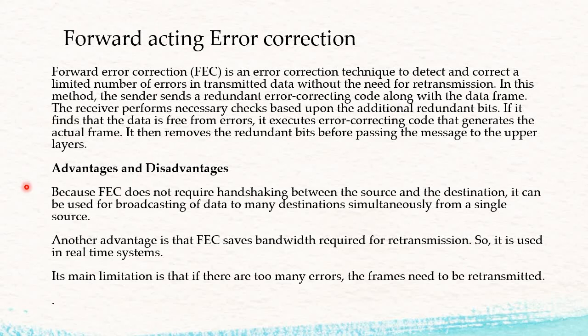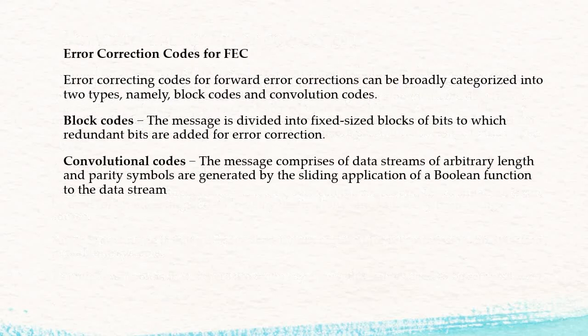by passing the message through the upper layer. Advantages and disadvantages: because FEC does not require any handshaking between the source and the destination, it can be used for broadcasting of data to many destinations simultaneously from a single source. Another advantage of forward error correction is the bandwidth saving required for retransmission, so it is used in real-time systems. Its main limitation is that if there are too many errors, the frame needs to be retransmitted.